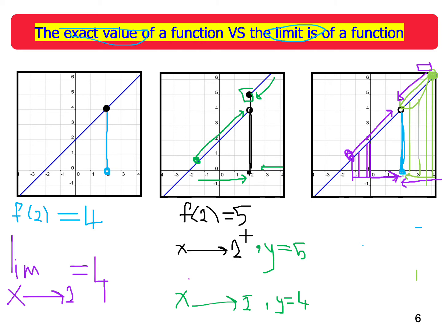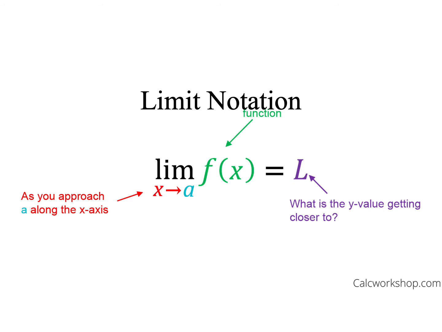The limit from the right is 5, while the limit from the left is 4. Since we have 2 different limits, that means the general limit does not exist, because we have 2 different values. So if the limit from the left doesn't equal the limit from the right, the general limit does not exist at that point.